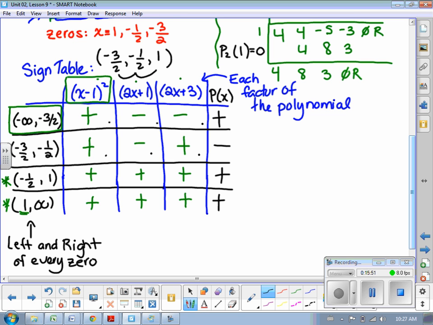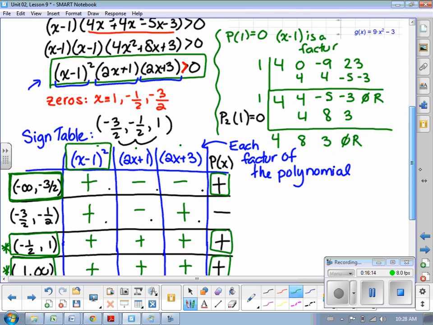What this tells us is for a given interval. So for example, the first interval right here, our entire function is always above 0. For this interval, our entire function is above 0. And for this last interval, our entire function is above 0.